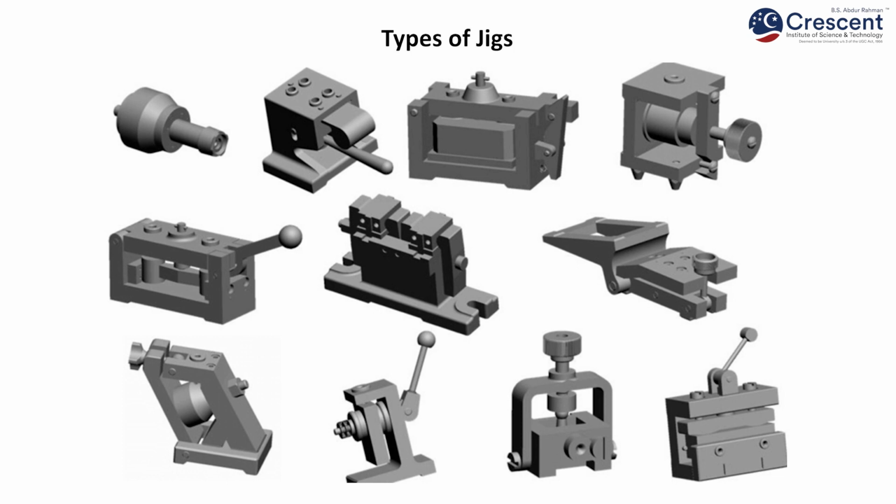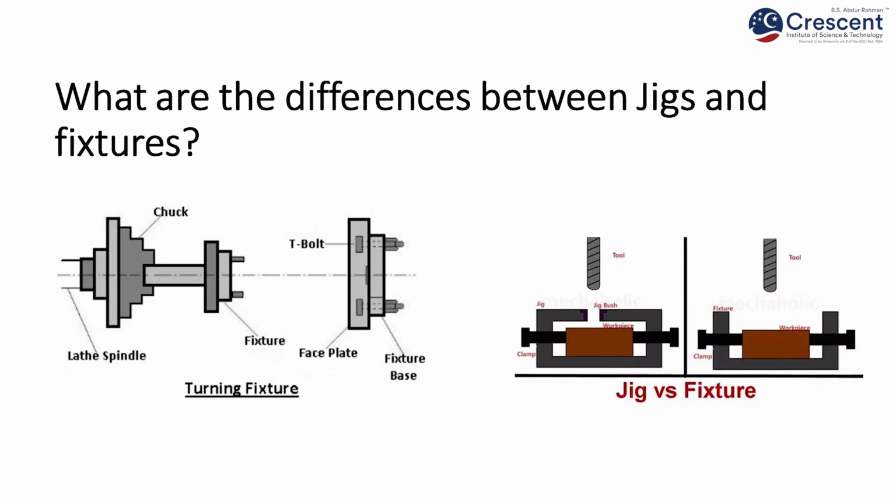So punching guides the punches or the dies for creating holes, notches or shapes in sheet metal or other materials that are commonly used in sheet metal working operations. So how does a jig differ from a fixture?